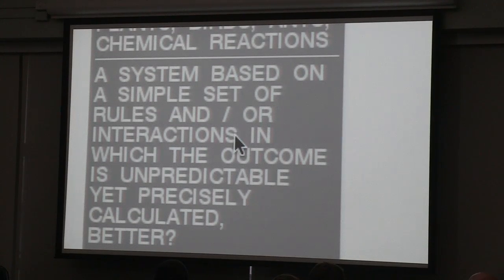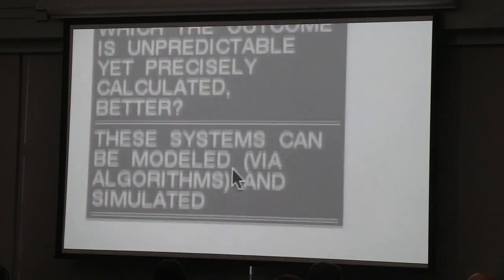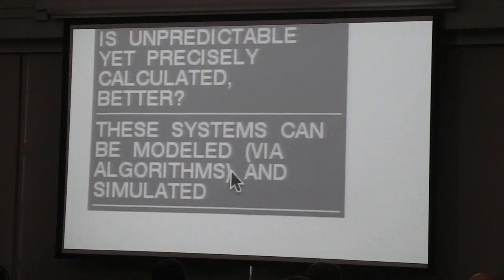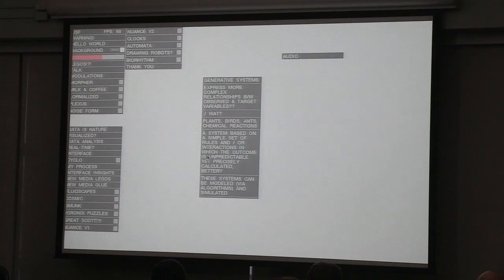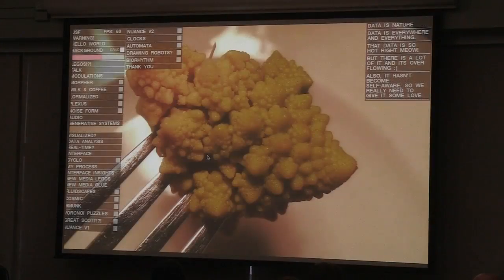So what I think it is: a system based off a simple set of rules and/or interactions in which the outcome is unpredictable, yet precisely calculated. Hope that's a little better. These systems can be modeled via algorithms and simulated. So I'm really interested in the modeling and simulation, and that has led a lot of my research.